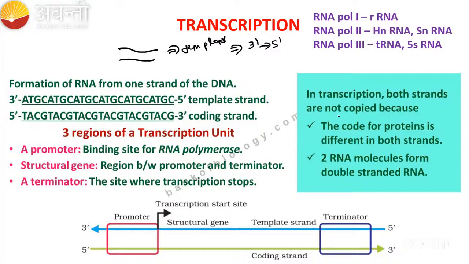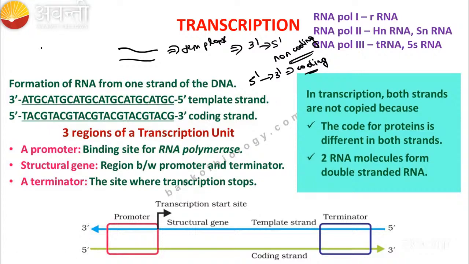So that is going to be called the non-coding strand. 3' to 5' is going to be called the non-coding strand, while the 5' to 3' is going to be called the coding strand. Why is it called a coding strand? Because it looks the same as the mRNA. So that's why it is called a coding strand.